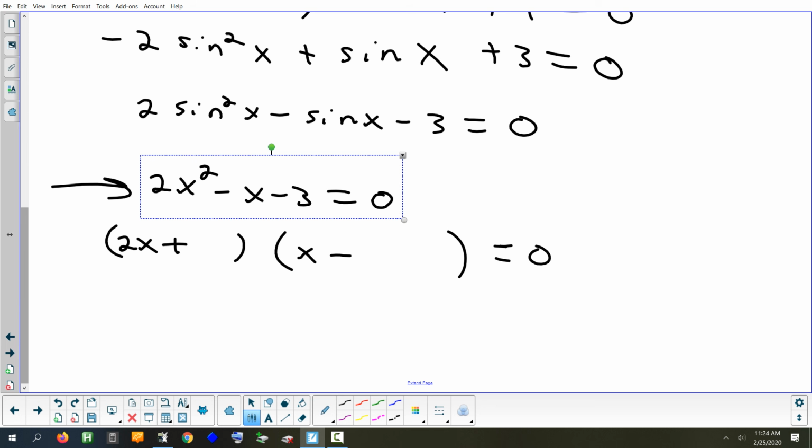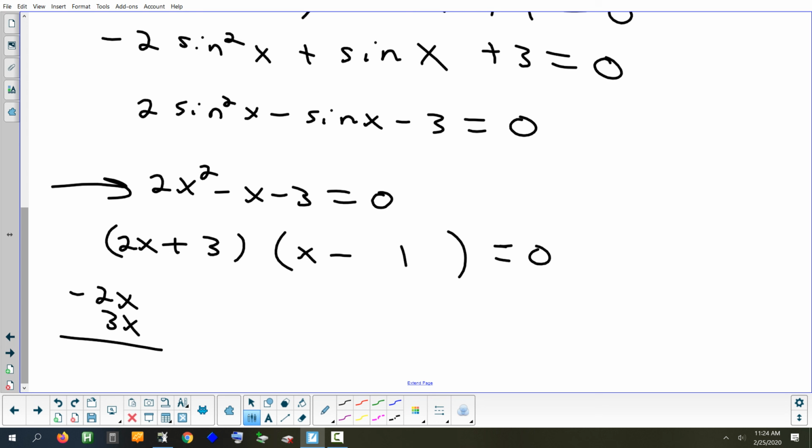Three and 1. You can try it in that order. So now we just have to check that we have the middle. 2x times -1 is -2x. 3 times x is 3x. What's a -2x and a positive 3x? X. That's not what we want.